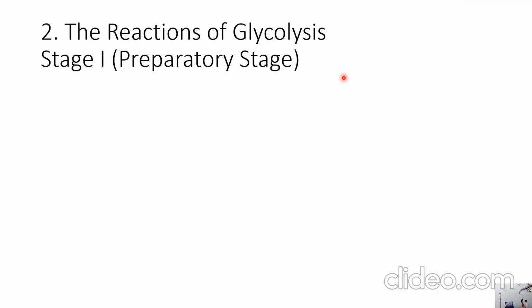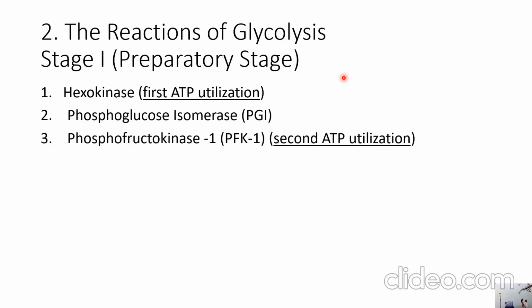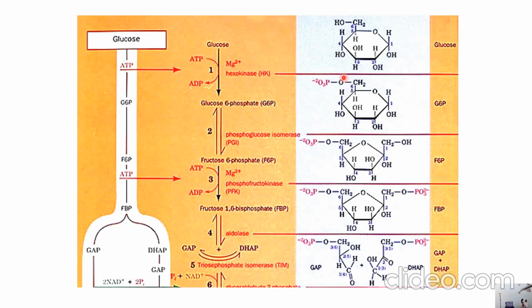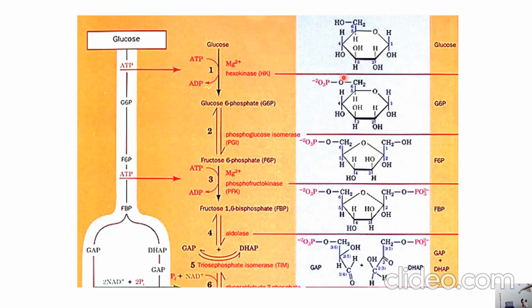Okay, so next the reactions of glycolysis. Stage 1, the preparatory phase, we have already talked about. Hexokinase, the first ATP utilization, phosphoglucose isomerase, phosphofructokinase 1, second ATP utilization, aldolase, triosephosphate isomerase. These are the stage 1 preparatory phase reactions of glycolysis. You can see all the reaction schematics over here.